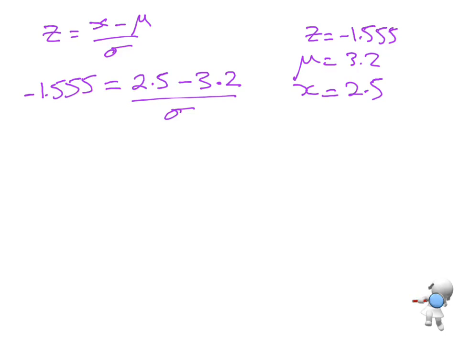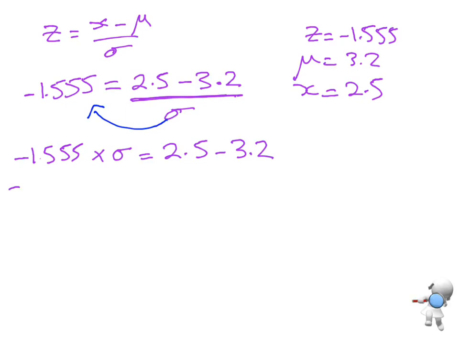So, I have divided by the standard deviation. I want to get rid of that. The opposite of dividing is multiplying. So I'm going to take that to the other side. All right, so I'm going to move that standard deviation to the other side. And that's going to mean I have negative 1.555 times the standard deviation equals 2.5 minus 3.2. Now let's just do a bit of tidying. Negative 1.555 times the standard deviation equals, now 2.5 minus 3.2 is negative 0.7. So I'm just simplifying, tidying it up.